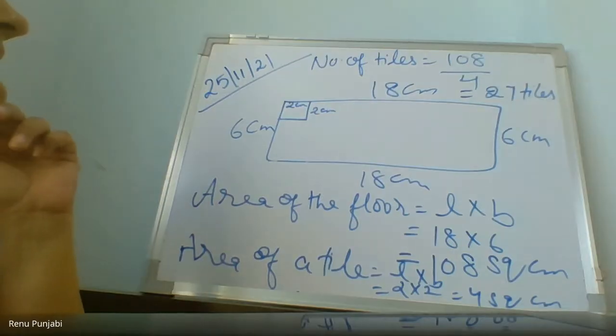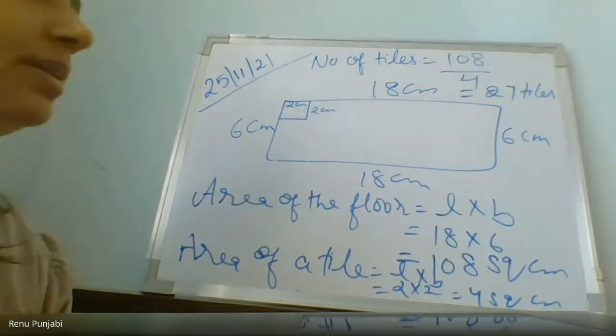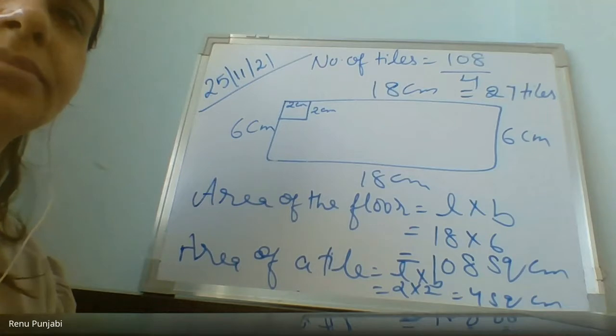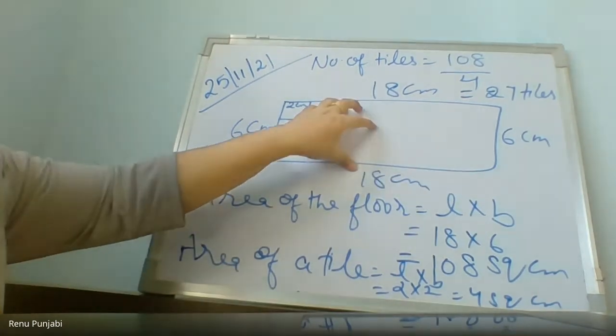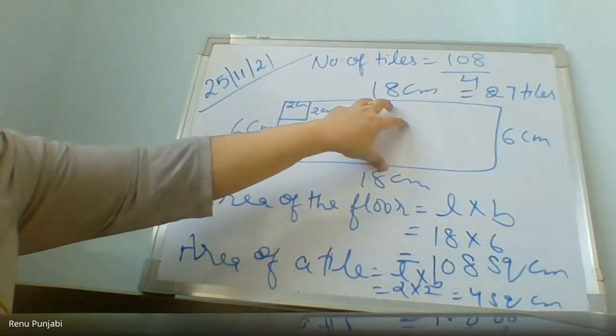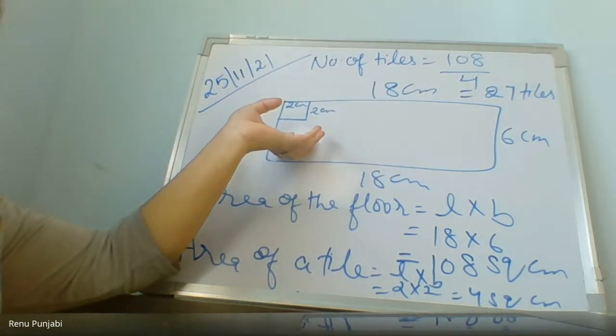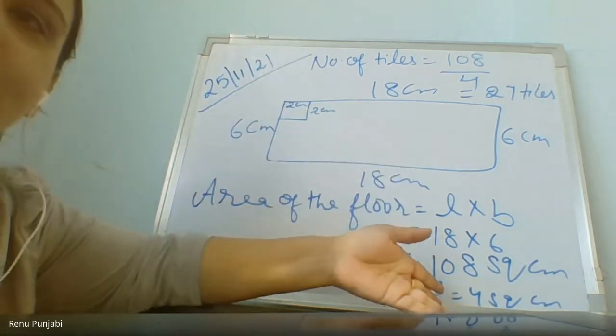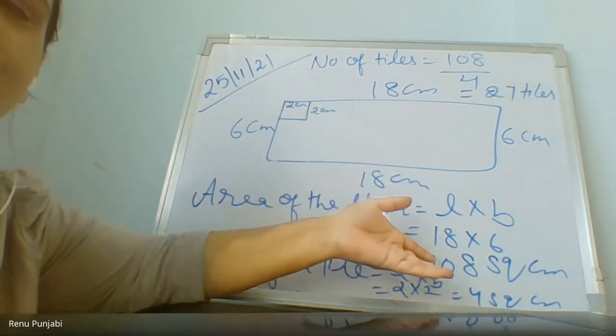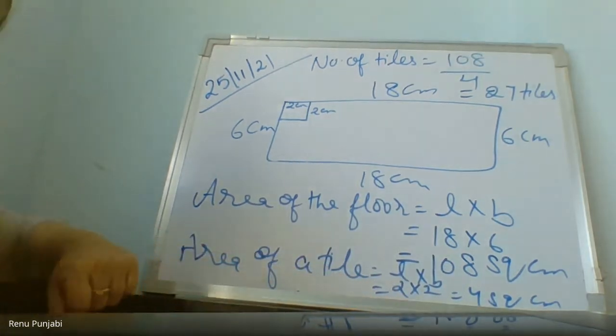So 27 tiles will fit in this. And with the number of tiles, if you have 27 tiles and you want to find the area, so what will be the reverse? 27 multiplied by 4 will give you 108, the area of the floor.